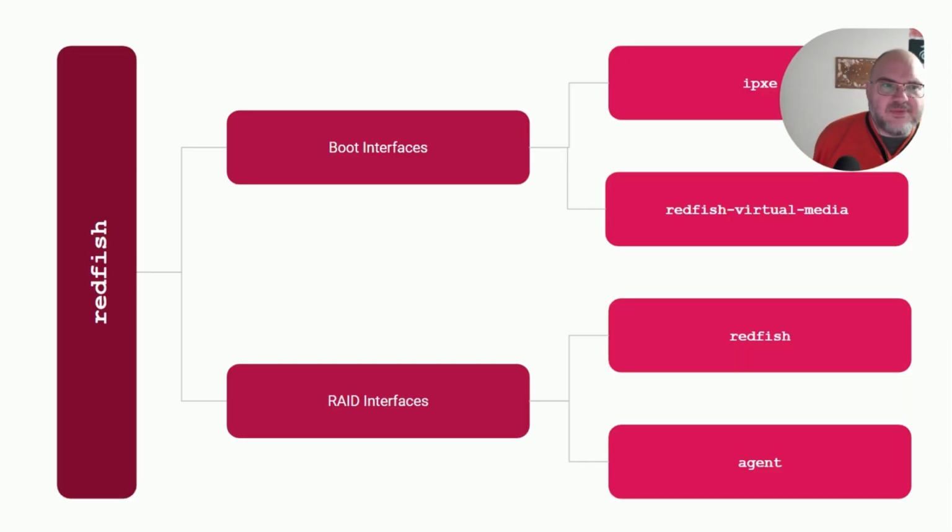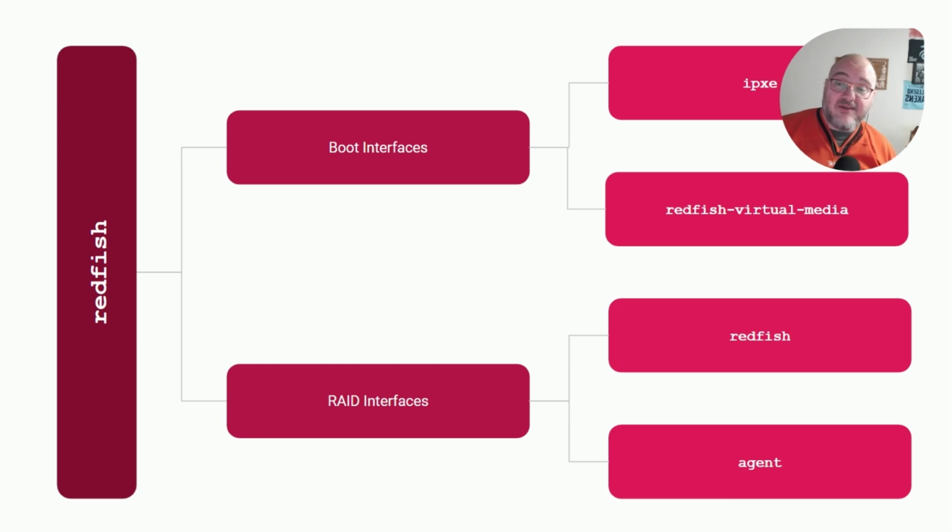So here's a little bit of a graph as an example. I picked the Redfish hardware type, and the Redfish hardware type defines multiple boot interfaces and RAID interfaces. And it's a lot more than the two listed here. I've just picked these two to make it a little bit easier to reason about.